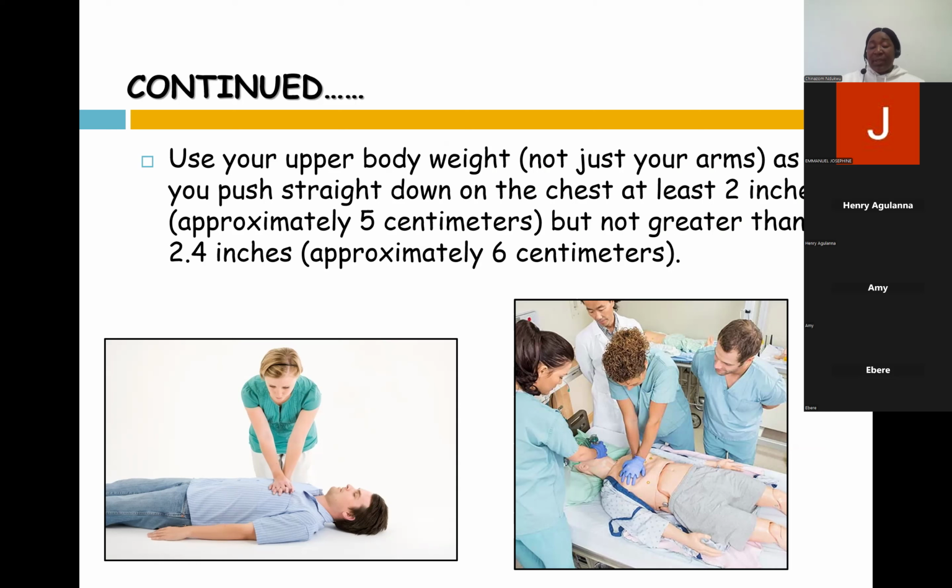So that chest compression is just you helping the person's heart to push out the blood for circulation purposes. So if you are able to get an estimate of what that 5 to 6 centimeters is, that is when you're going to be sure that your compression is effective. If you don't go as much as that, it's not going to give you the results you want. So you must get to 5 to 6 centimeters.